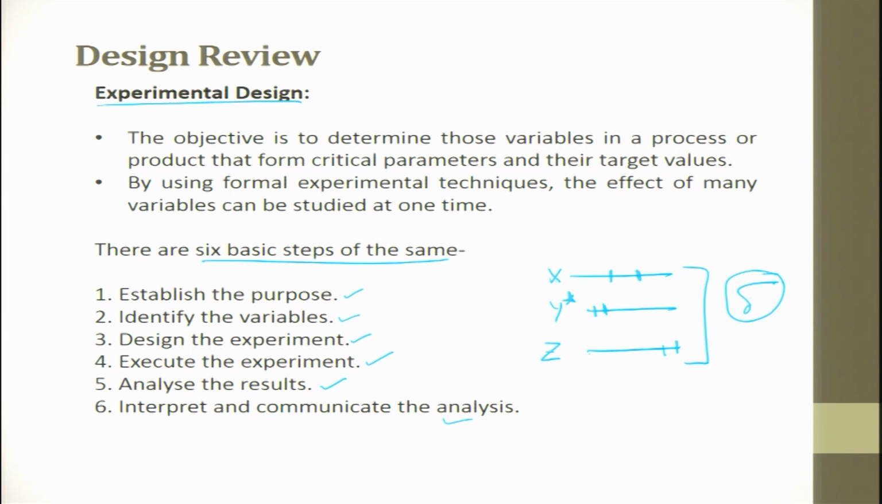Establish the purpose, why are you doing this experiment? Identify the variables: X, Y, Z are variables which are identified. Design of experiments has to be done because in this X, this is 0, this is 100. Like this, if you have 3 variables, if you want to do experiments for all these, it is going to take a lot of time. So, what we do is we try to establish a window and within that window we try to do experiments. Then we follow design of experiments, plan and do a few experiments to understand the process. Execute those experiments, analyze the result.